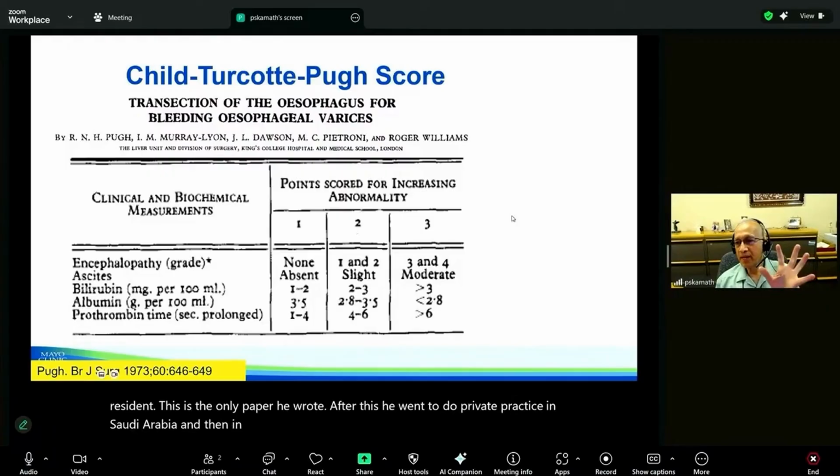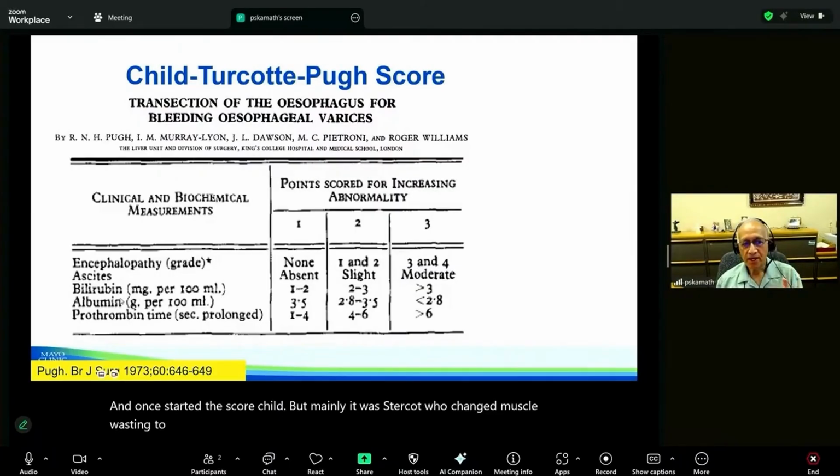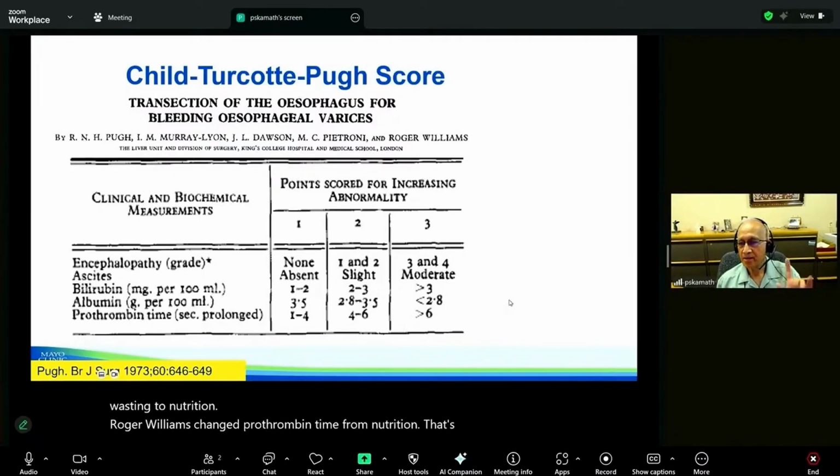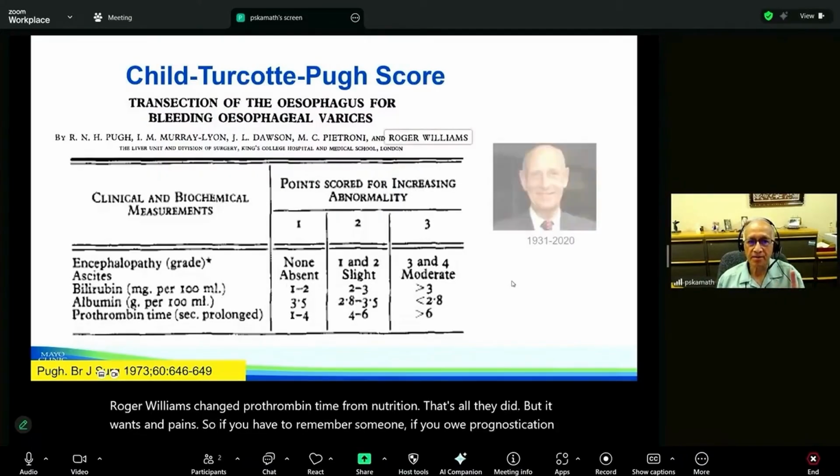So Mary Ann Payne and Wants started the score. Child, but mainly it was Turcott, who changed muscle wasting to nutrition. Roger Williams changed nutrition to prothrombin time. That's all they did, but it was Wants and Payne. So if you have to remember someone, if you owe prognostication, it's Wants and Payne.